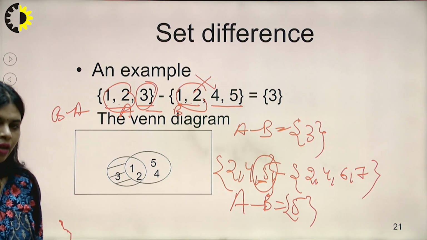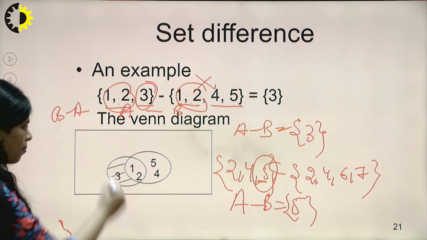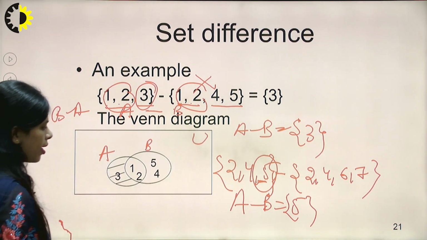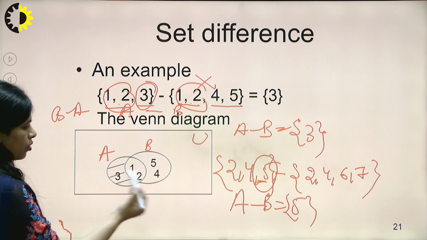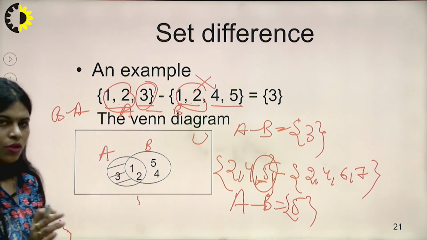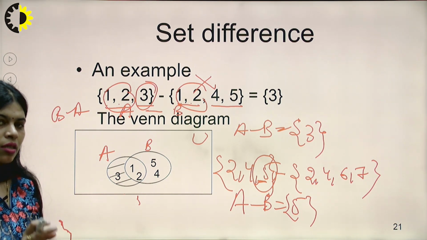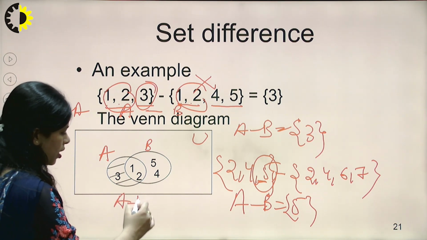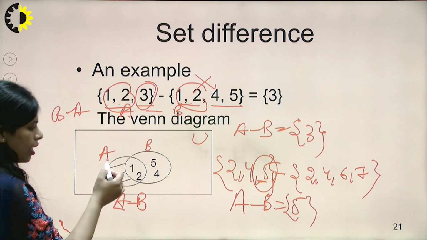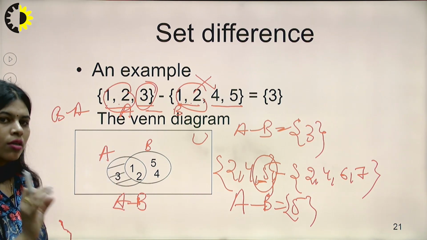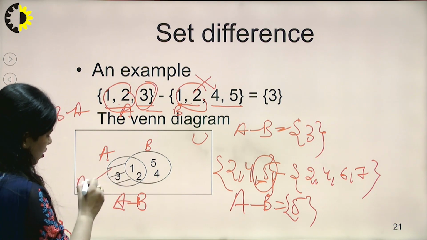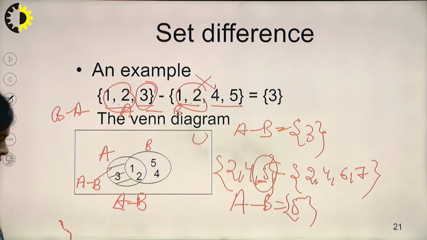The same calculation is represented in a Venn diagram. There is set A and set B. This is the universal set, and set A contains 1, 2, 3 and B contains 1, 2, 4, 5. In the difference operation we consider A minus B. So we consider the elements present in A only, not in B and not the common elements. So 3 is the element present in A only, that is A minus B.